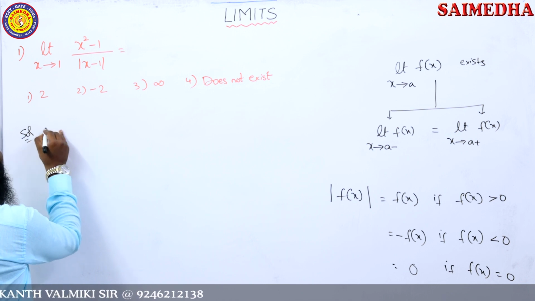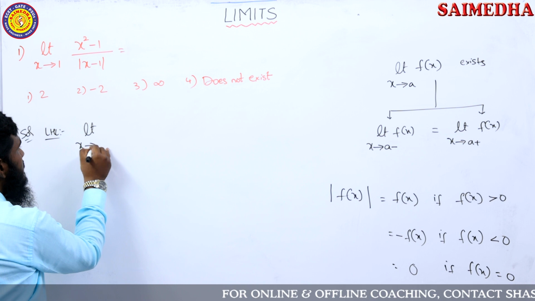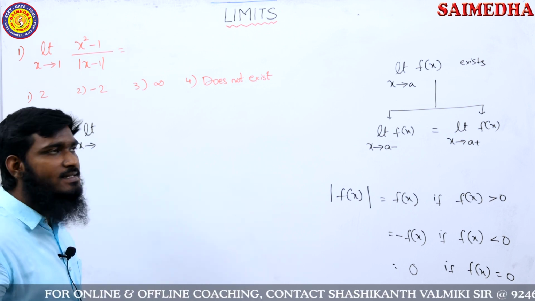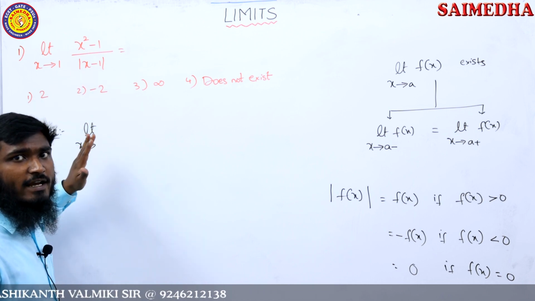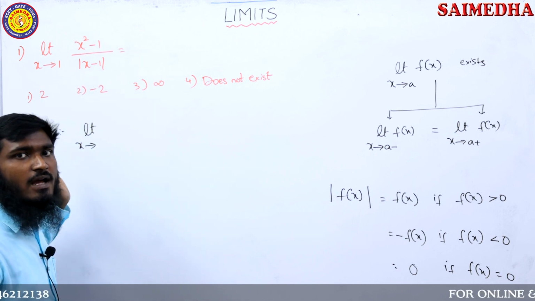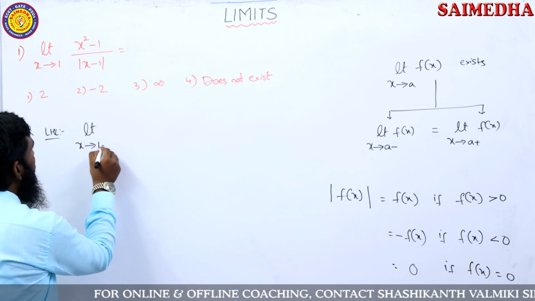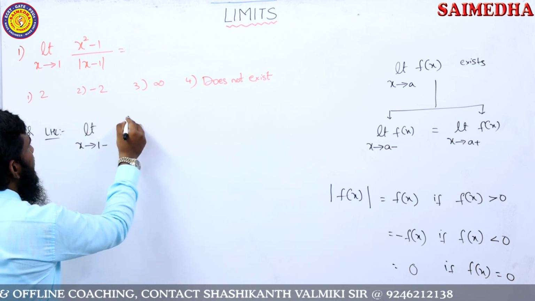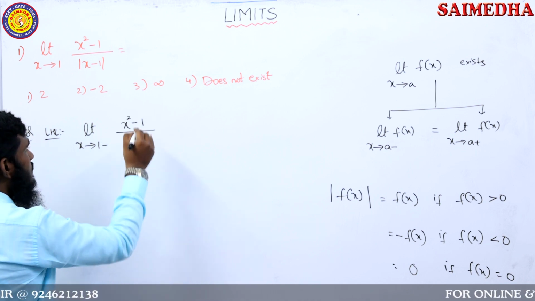Now let us first calculate the LHL value. First we calculate the LHL value. Limit x tends to a minus is given, and a is 1, so x tends to 1. For LHL we take 1 minus, and for RHL we take 1 plus. So limit x tends to 1 minus, x square minus 1 divided by mod of x minus 1.